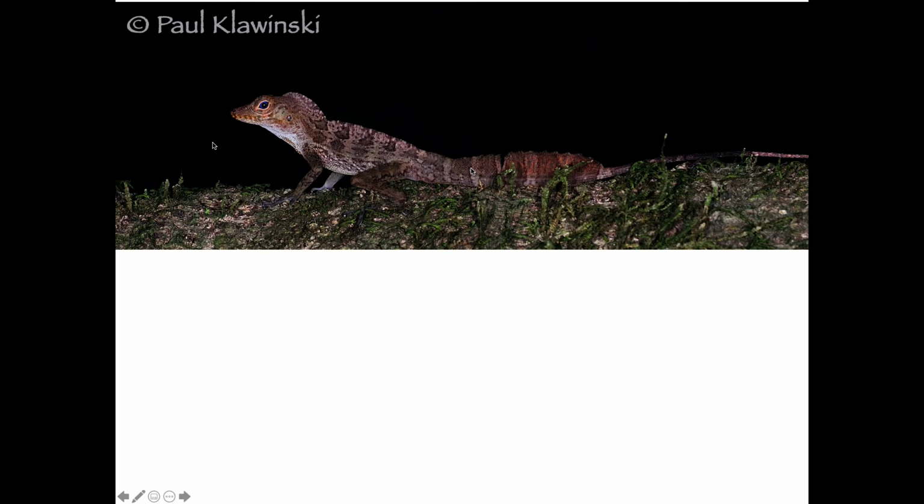There are four lizards that I concentrate on. One is Anolis gunlocki. This is a forest trunk anole. It lives in full canopy forests, more common in primary undisturbed forest. It's a dark forest kind of lizard.